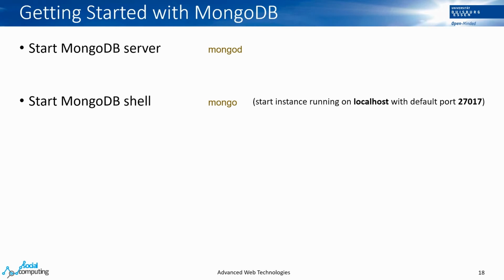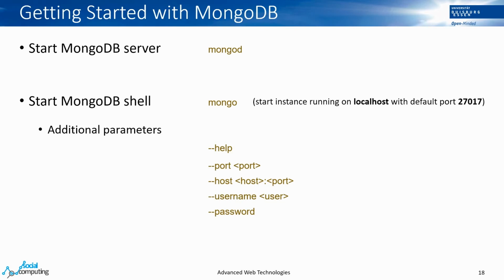You can also connect by providing additional parameters. For example, if your server is running on a different port, then you can specify the port using --port. You can also connect to a server which is running on your network, and you have to provide its address, for example its IP address and port, with username and password to connect with the server.